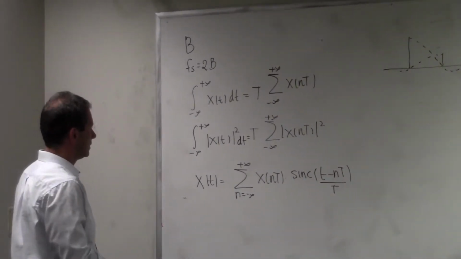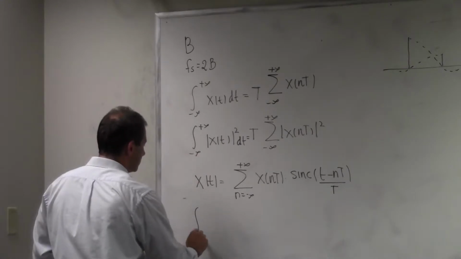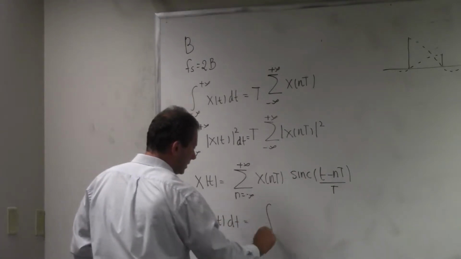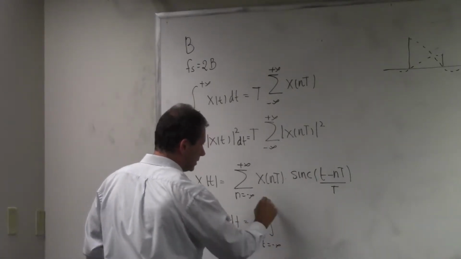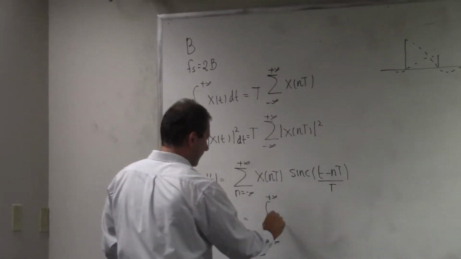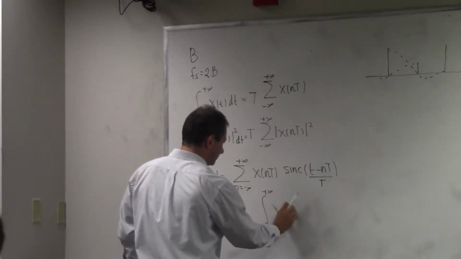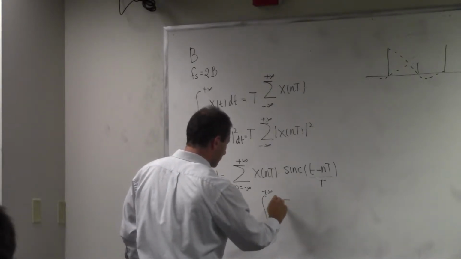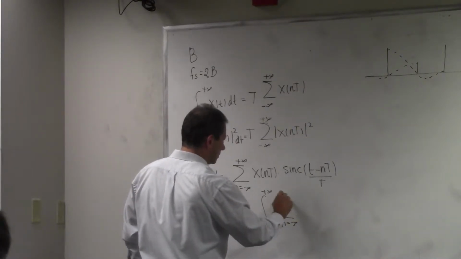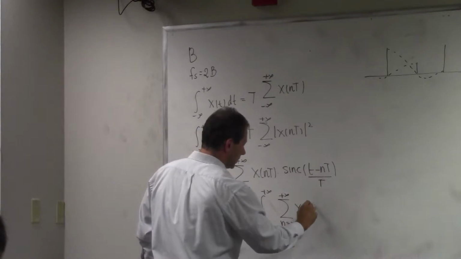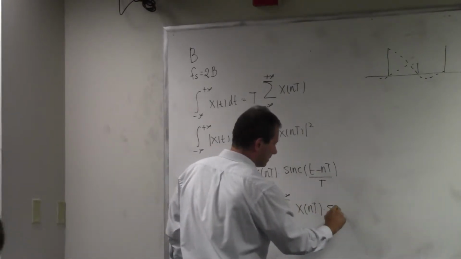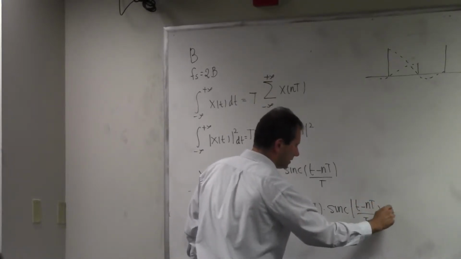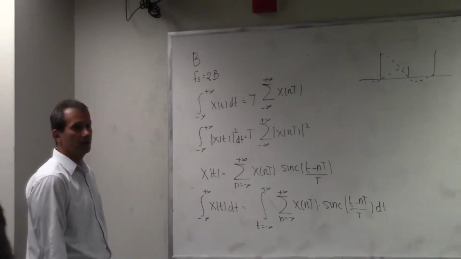the left-hand side? I get the integral from minus infinity to plus infinity of x of t dt, which is going to be the integral when t goes from minus infinity to plus infinity of the sum, n from minus infinity to plus infinity, of x of nT times sinc of (t minus nT) over T dt. Right? This is what we need to evaluate.